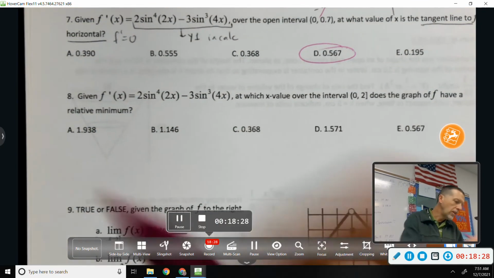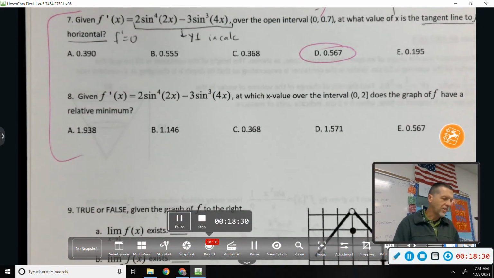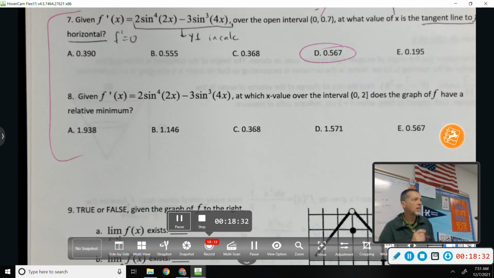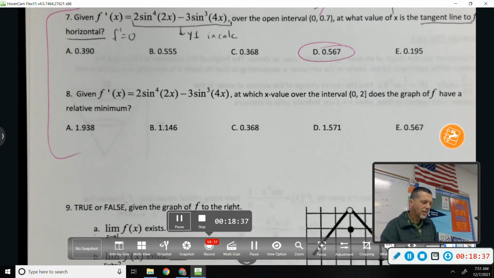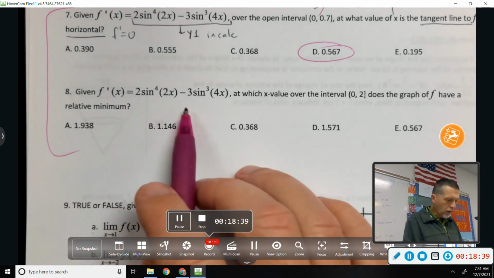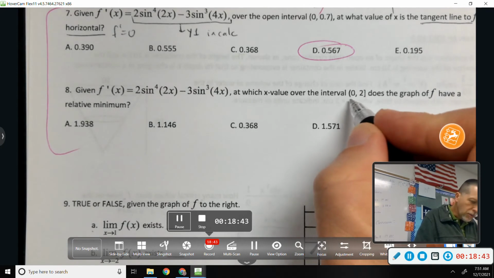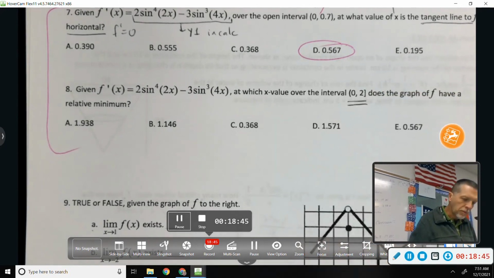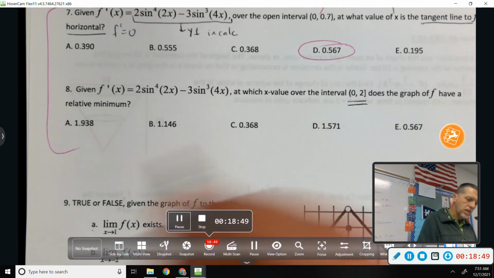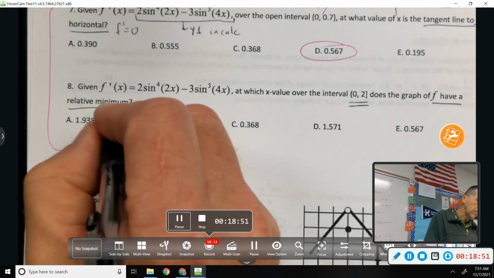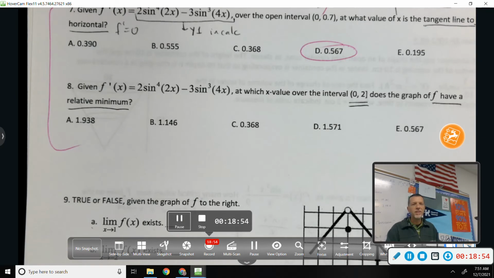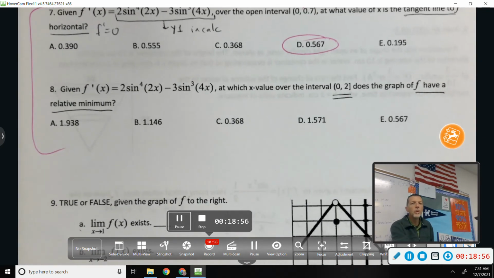By the way, 7 and 8 go together because that's the same function. Do we need to do 8 before we go on? Sure. Okay. Given f prime equals, okay, so that's the same thing. At which value of x from 0 to 2, so I got a new window here, I need to be careful, does the graph of f have a relative minimum? Okay, so forget the details of this problem. When does f have a relative minimum?